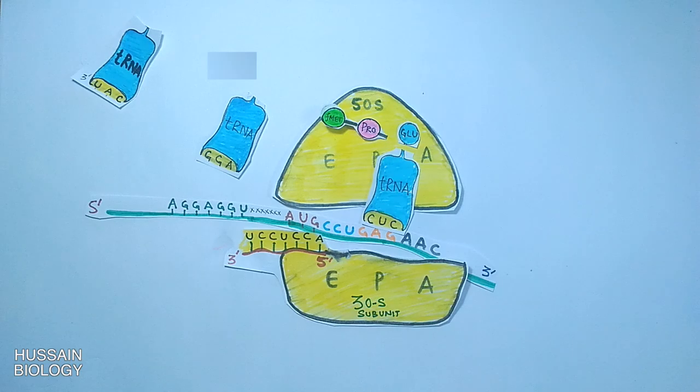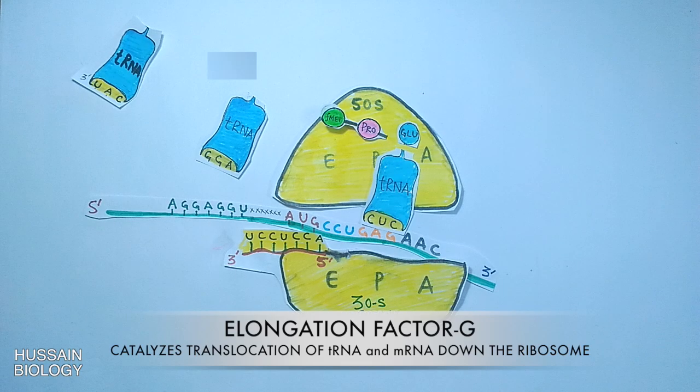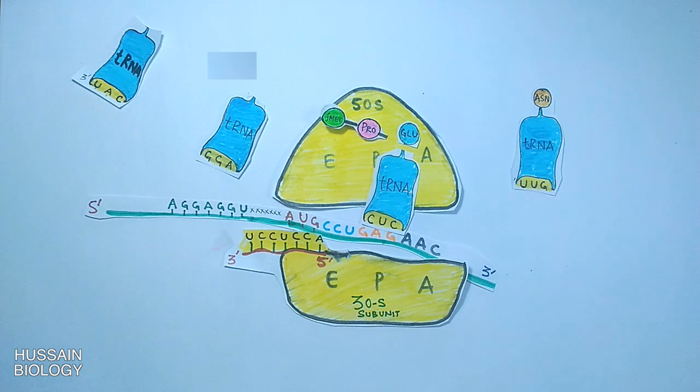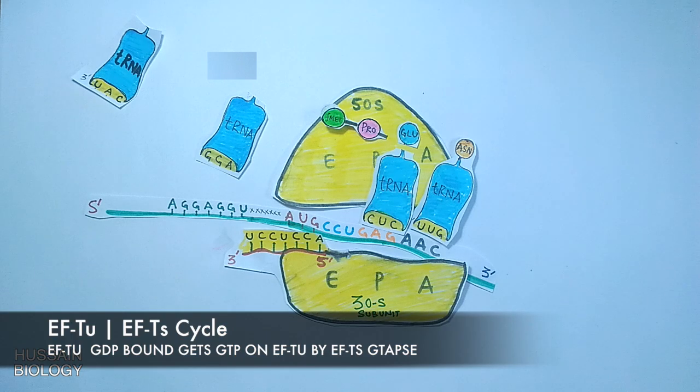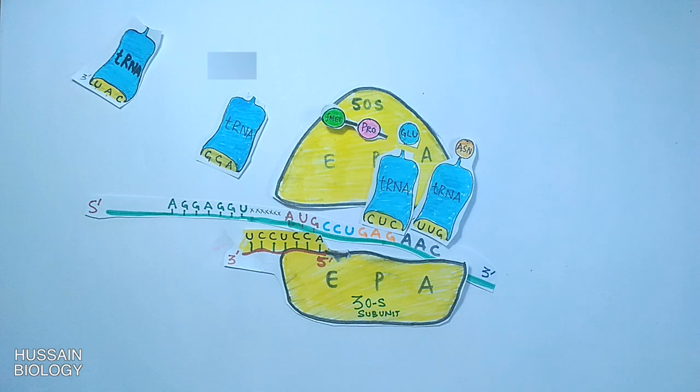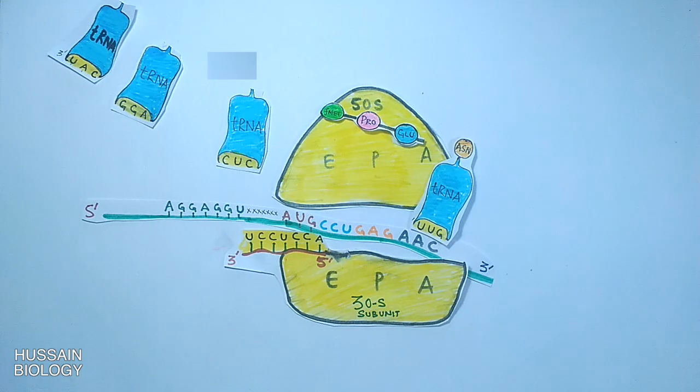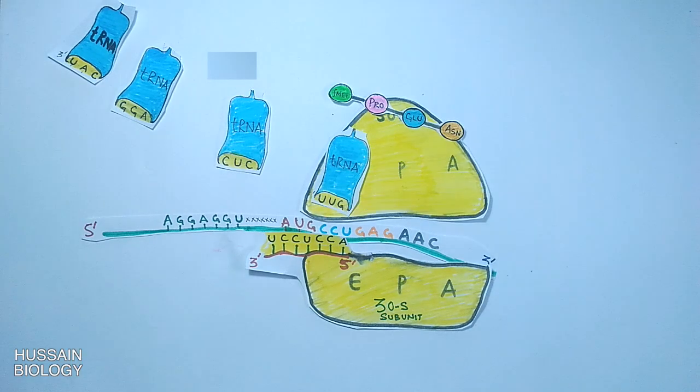Also remember, we have another elongation factor, that's elongation factor G. It catalyzes the translocation of tRNA and mRNA down the ribosome. In the next step, another charged tRNA comes in, and the same EF-Tu, EF-Ts cycle occurs, which we have shown for the previous aminoacyl-tRNA. But here we have not shown that cycle again. Then another charged tRNA comes in and elongates the polypeptide chain. And it continues till the release factors come to the ribosome, which terminates the translation process.